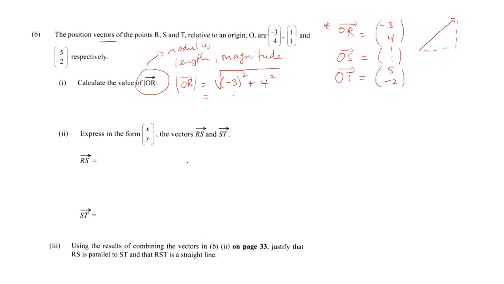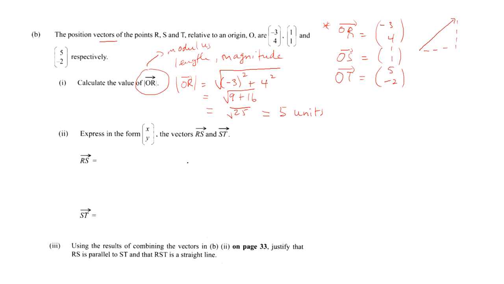This will give me 3 squared is 9, plus 16, and you're going to find the square root. So this is 25. Therefore the magnitude of the vector OR is 5, but don't just leave it as 5, put 5 units, right? Now you're going to find RS.